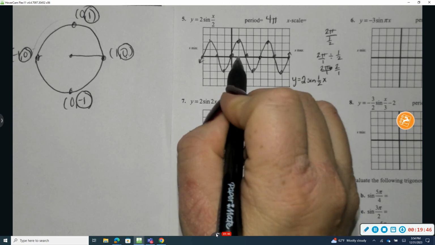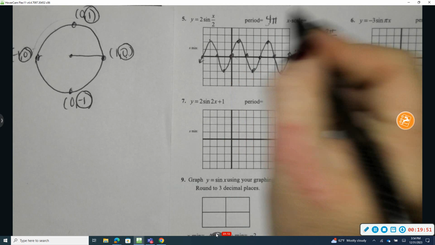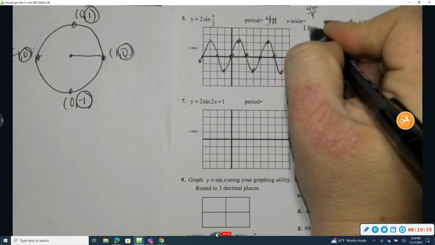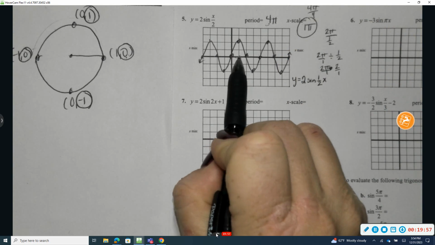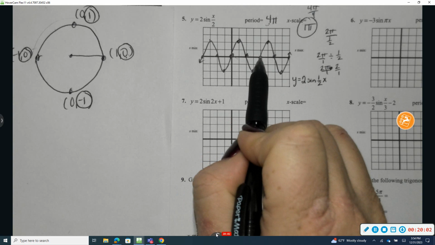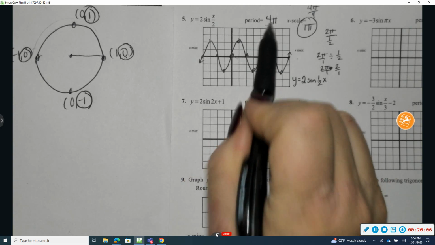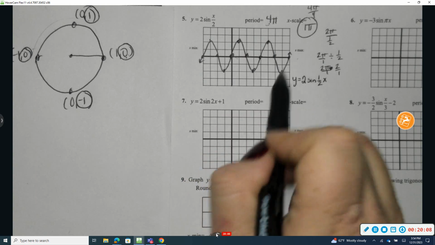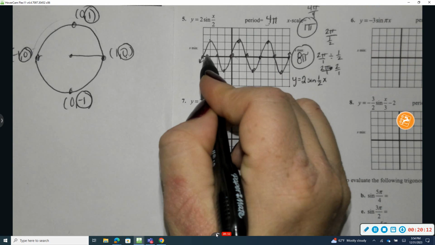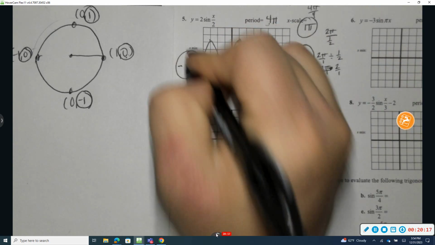Now the x scale, which represents each one of these lengths along the horizontal axis, I divide this number by 4, and 4 pi over 4 reduces simply to 1 pi. So this is the distance of 1 pi, 1 pi, 1 pi. So if one cycle is 4 pi, and I did 2 cycles from the origin to the right, 4 pi plus 4 pi is a distance of 8 pi. Now when I go to the left, remember it's going to be a negative. One cycle to the left is negative 4 pi.